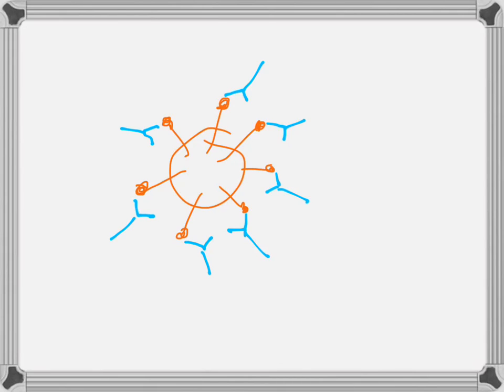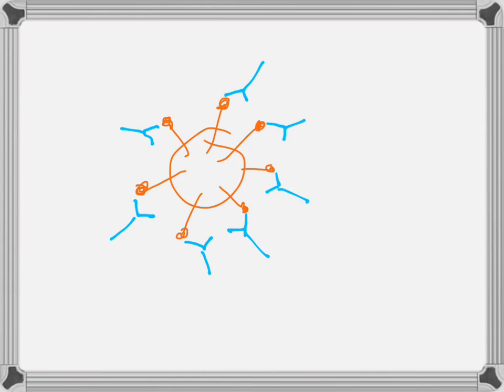Now, you may look at this and say, isn't that neutralization? And the answer is yes. These terms don't have to be mutually exclusive. Antibodies can be doing more than one thing at a time. It neutralizes the virus from being able to attach to a host cell because antibodies to these spikes would prevent the virus from attaching to the receptor on the host cells.